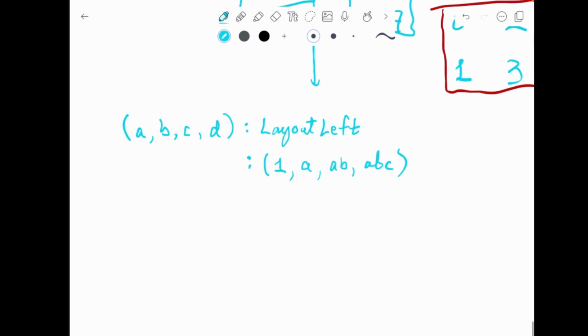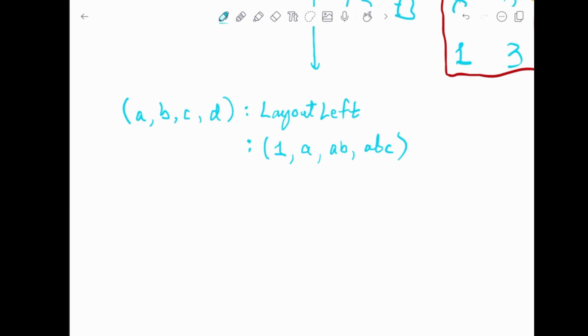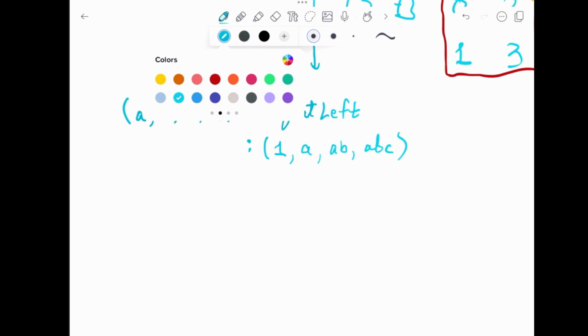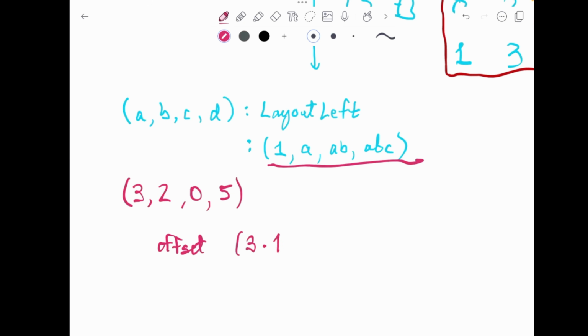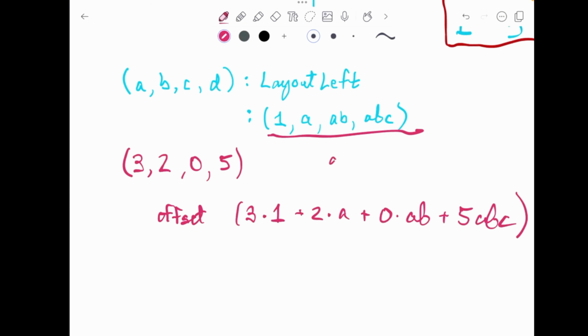Okay, and what does that mean? So it means that, well, if I have a coordinate, and let's say I have like a coordinate, I don't know, 3, 2, 0, 5. Say that's my coordinate. And if I'm using this as the stride, then the offset that I get is 3 times 1 plus 2 times A plus 0 times AB plus 5 times ABC. Okay, and this is sort of, you can think of this as like a generalized row major.